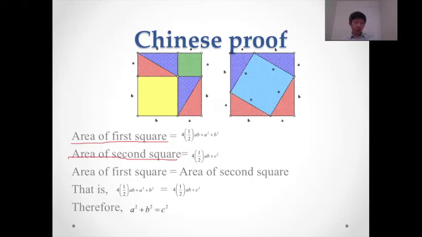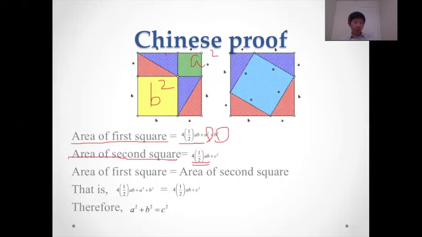All right. So the area of the first square is 4 times 1/2 AB, because we have 1, 2, 3, 4, 4 triangles, right? And what about A squared? This is A squared. B squared, this is B squared. What about they have the same area of the 4 triangles?